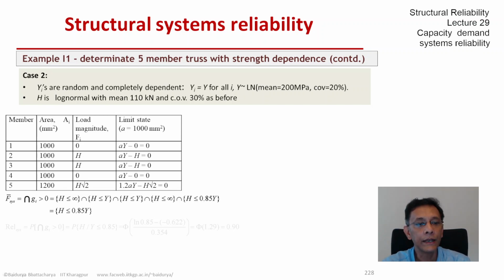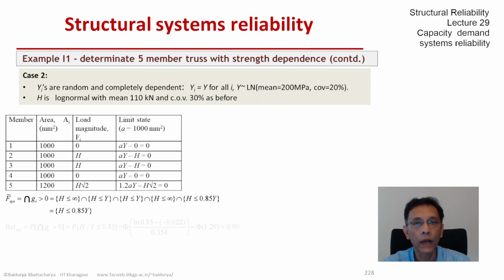That given in terms of the y's, h and y's, h being for the first member and the fourth member, there is no failure obviously. So looking at members 2, 3 and 5, the most stringent condition is h is less than 0.85 y. The reason we can say that is that both h and y are non-negative quantities. So h less than y and h less than y and h less than 0.85 y, the answer is h. The intersection is h less than or equal to 0.85 y.